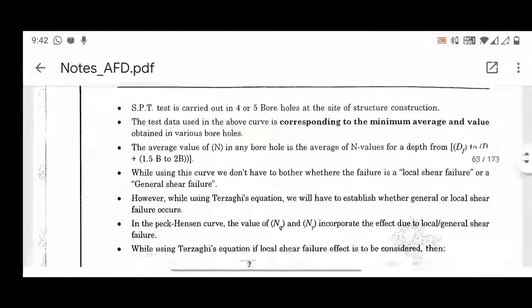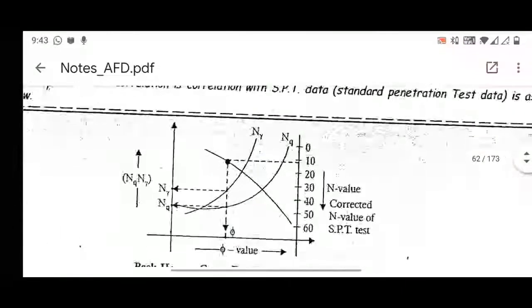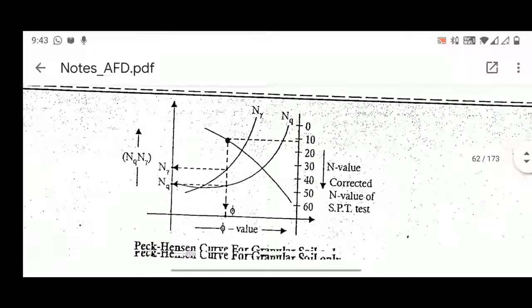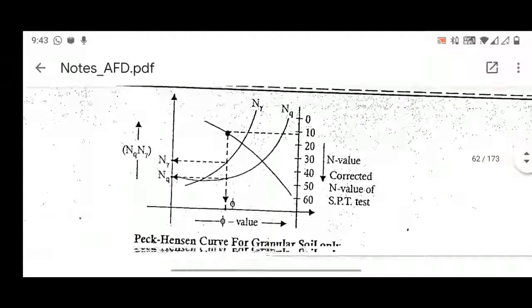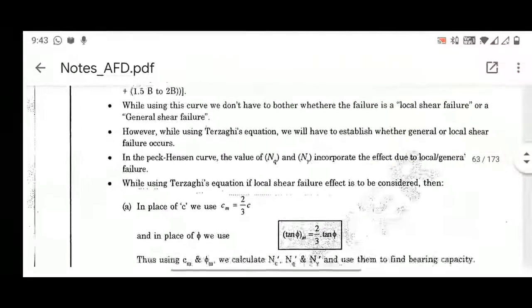While using this curve, we don't have to bother about whether the failure is local shear failure or general shear failure, right? In this figure, as you can see, there is no systematic pattern given for the type of failure. So you need not worry about the type of failure for using this graph. However, while using the Terzaghi equation, we have to establish whether general or local shear failure occurs. So once you use the Terzaghi equation, you have to focus more on general or local shear failure.